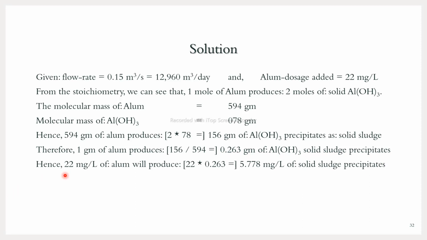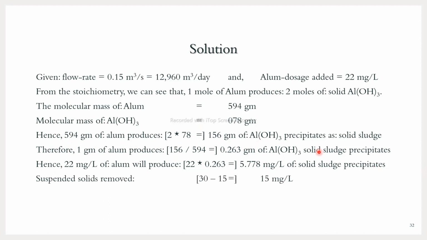Hence, 22 milligram per liter of alum will produce 22 into 0.263 equals 5.778 milligram per liter of solid sludge precipitate. Why are we considering this 22 milligram per liter? Because this is the alum dosage that was given in our question, and we have to calculate the solid sludge precipitate based on the alum dosage given in the question only. So that's why we are multiplying this 0.263 with this 22. This factor came this way. I hope you have understood, simple arithmetic. Okay.